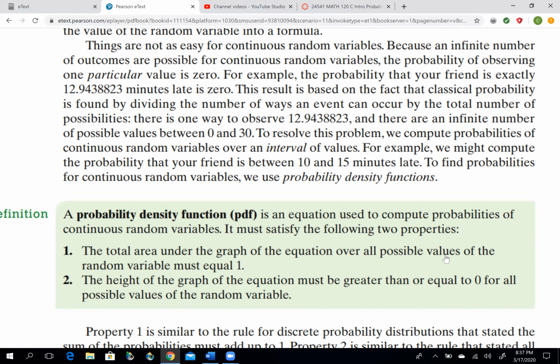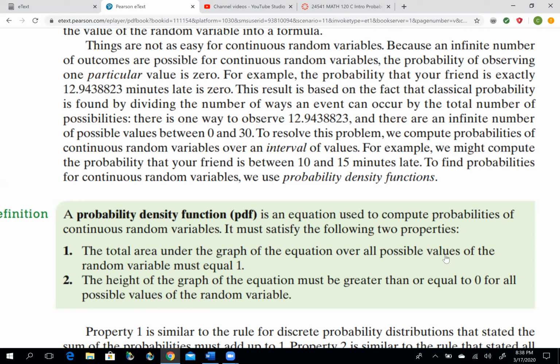Remember, guys, in 6.1 and 6.2, we went over the discrete random variable. Now in 7.1, we work on continuous random variables. So let me read it again. A probability density function, PDF, is an equation used to compute probabilities of a continuous random variable. It must satisfy the following two properties.